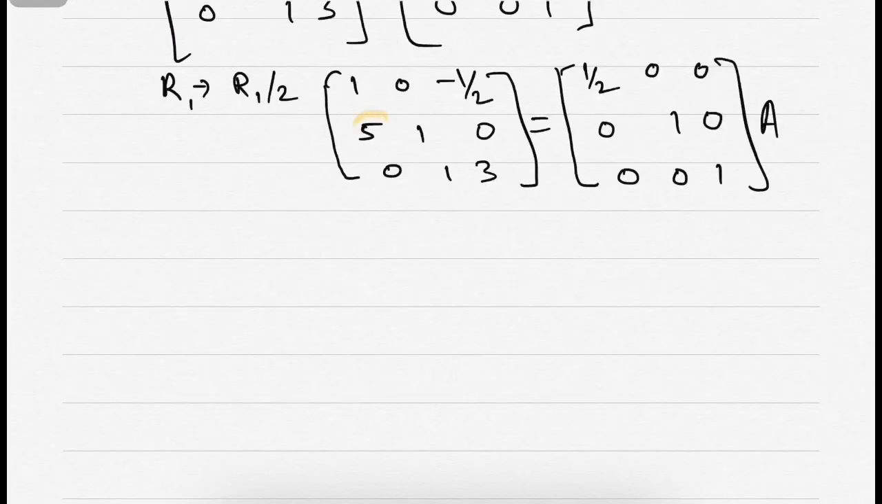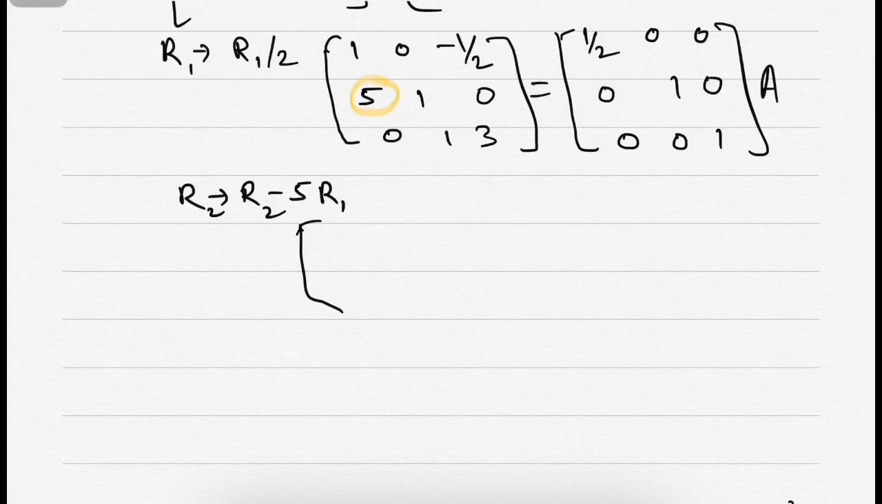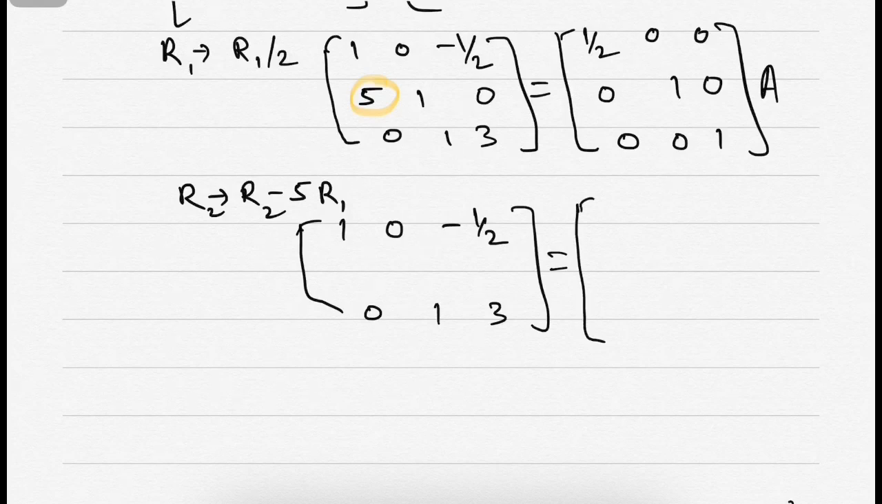Now the next target is to make this element 0 using row operations. For that, we'll write R2 as R2 minus 5R1. We are not doing any change in the first row, so we'll copy it as it is: 1, 0, minus 1 by 2. And we are also not doing any change in the third row, so let us copy it as it is: 0, 1, 3. On the right hand side also, first row 1, 0, 0, third row 0, 0, 1 into A.